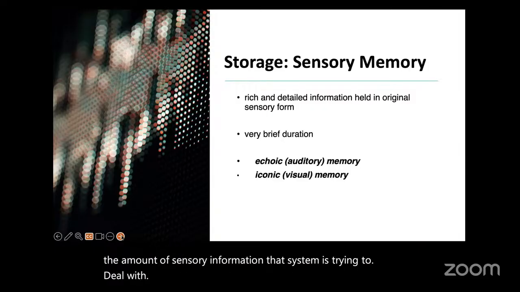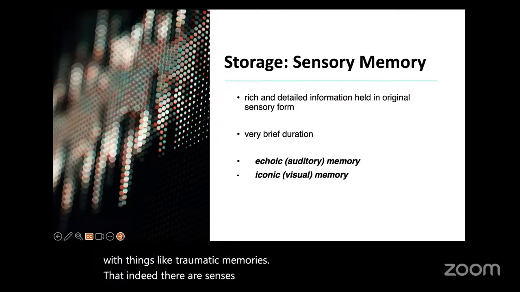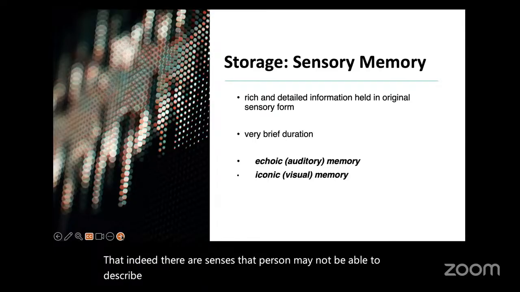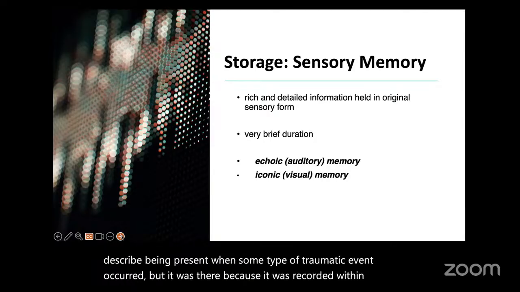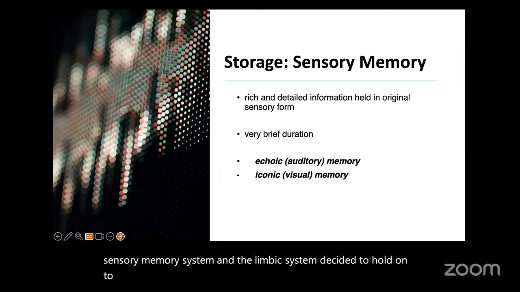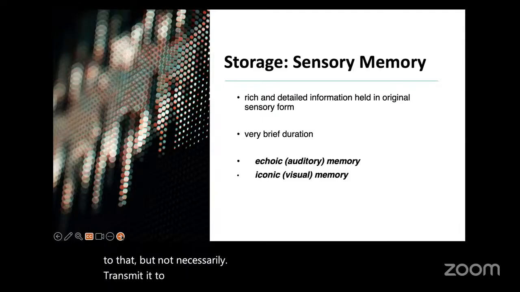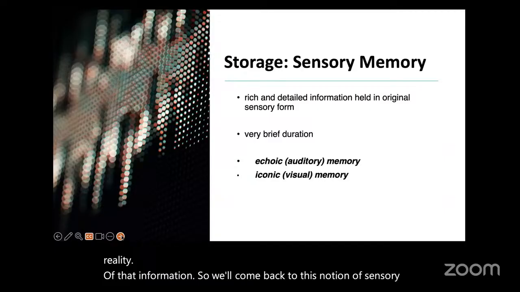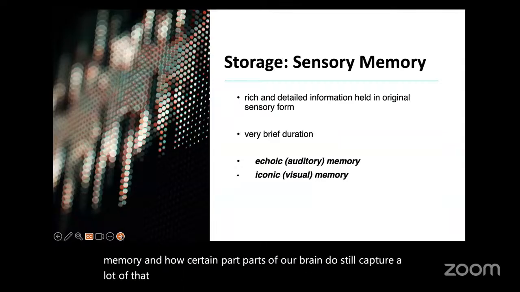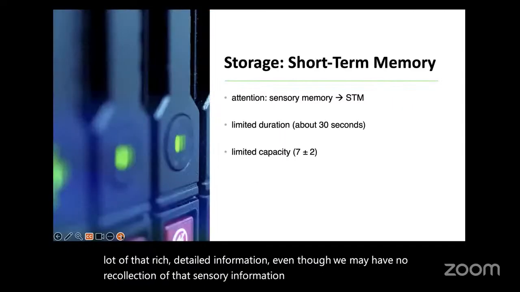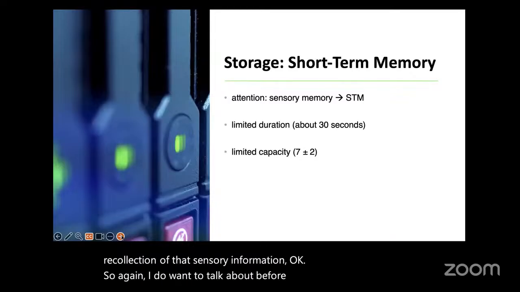We will come back to sensory memory later on when we deal with things like traumatic memories. Indeed, there are senses that a person may not be able to describe as being present when some type of traumatic event occurred, but it was there because it was recorded within the sensory memory system, and the limbic system decided to hold on to that, but not necessarily transmit it to the perceptual area where we have a conscious reality of that information. So we'll come back to this notion of sensory memory and how certain parts of our brain still capture a lot of that rich, detailed information, even though we may have no recollection of that sensory information.